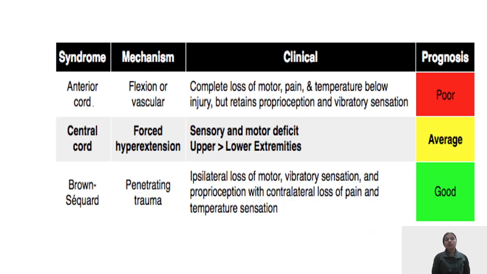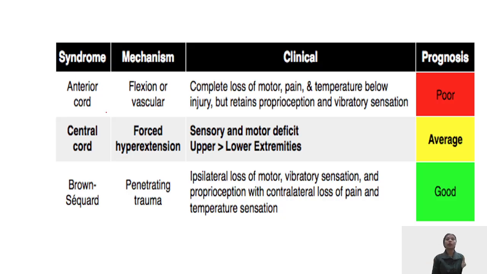In the anterior cord syndrome, when the ventral columns go, I told you that the ventral columns are responsible for your motor and autonomic sensations. There is complete loss of motor, pain and temperature, but still the vibration and the proprioception, which are carried by the dorsal columns, are preserved. In the central cord syndrome, we have sensory and motor deficit, but more in the upper limb, because that is the area of the spinal cord where we have the nerves that supply your upper limb more than your lower limbs. And in Brown-Séquard syndrome, I told you already, it is present generally ipsilaterally.